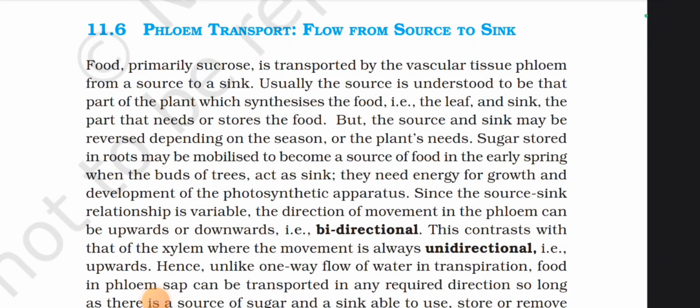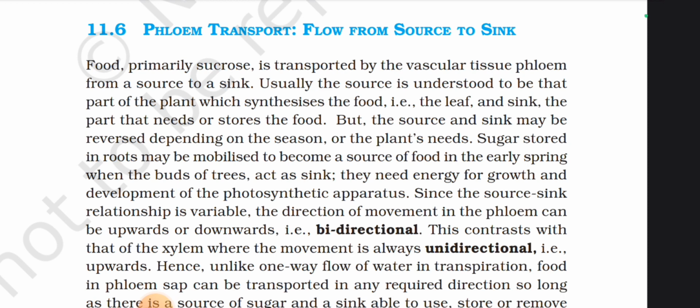Topic number 6, phloem transport: flow from source to sink, meaning from where it is made to where it will be used. Food, primarily sucrose, is transported by the vascular tissue phloem from a source to sink. Usually the source is understood to be that part of the plant which synthesizes the food, the leaf, and sink the part that needs or stores the food.